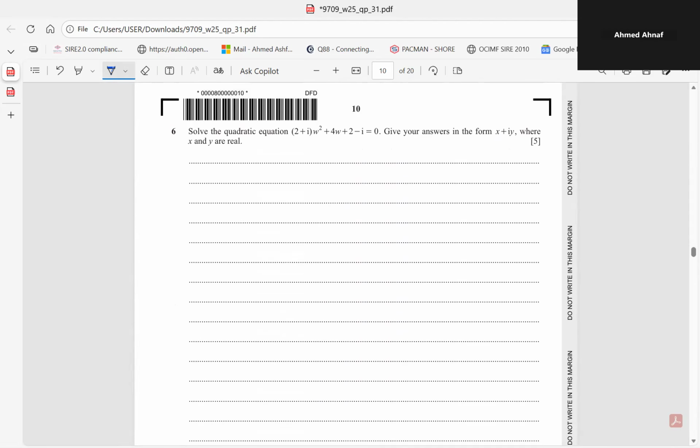Okay, so we're told to solve this quadratic equation. Almost all the coefficients are complex numbers, and we need to give our answers in the form x plus iy, where x and y are real. This is just a normal quadratic equation question, except that some of our A, B, C values are complex. So let's just copy down the equation.